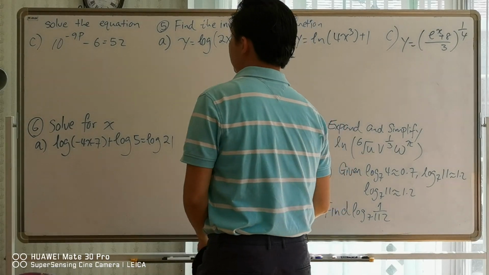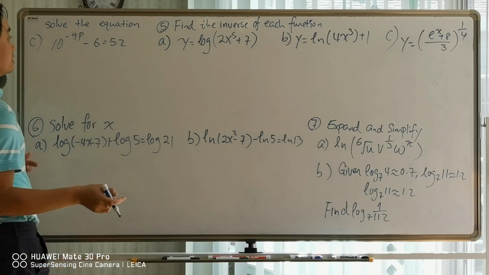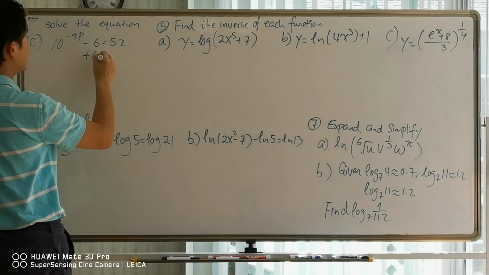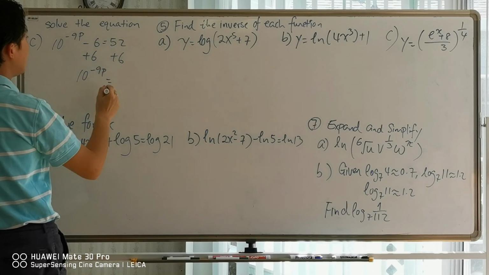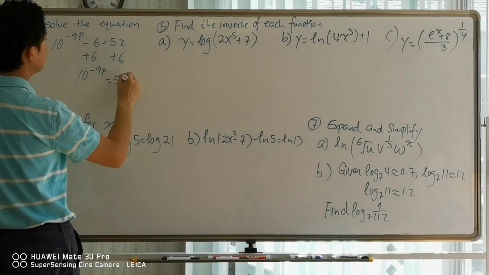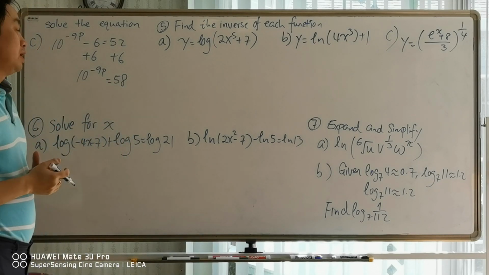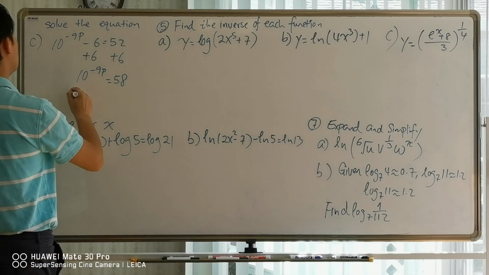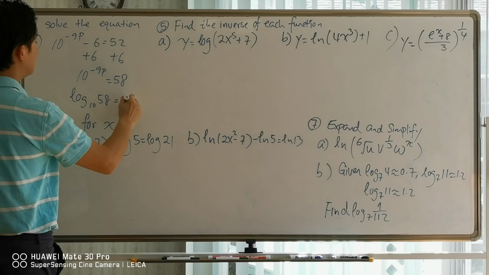So solve the equation. So once again, here's another one. So this one, actually, it's pretty straightforward. So basically, just add 6 both sides. So we do have 10 to the power of negative 9p, so that equals 58. And then base 10, so that means we're using log. So take log. So log base 10 of 58. So that equals negative 9p.